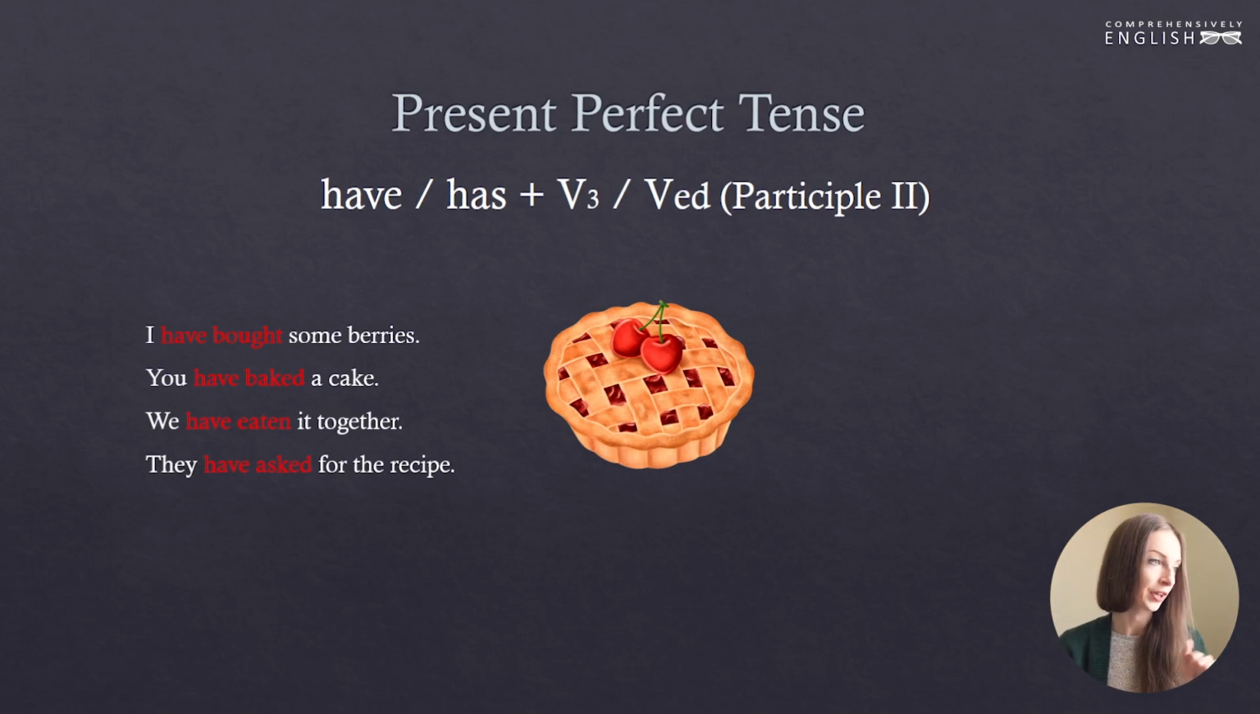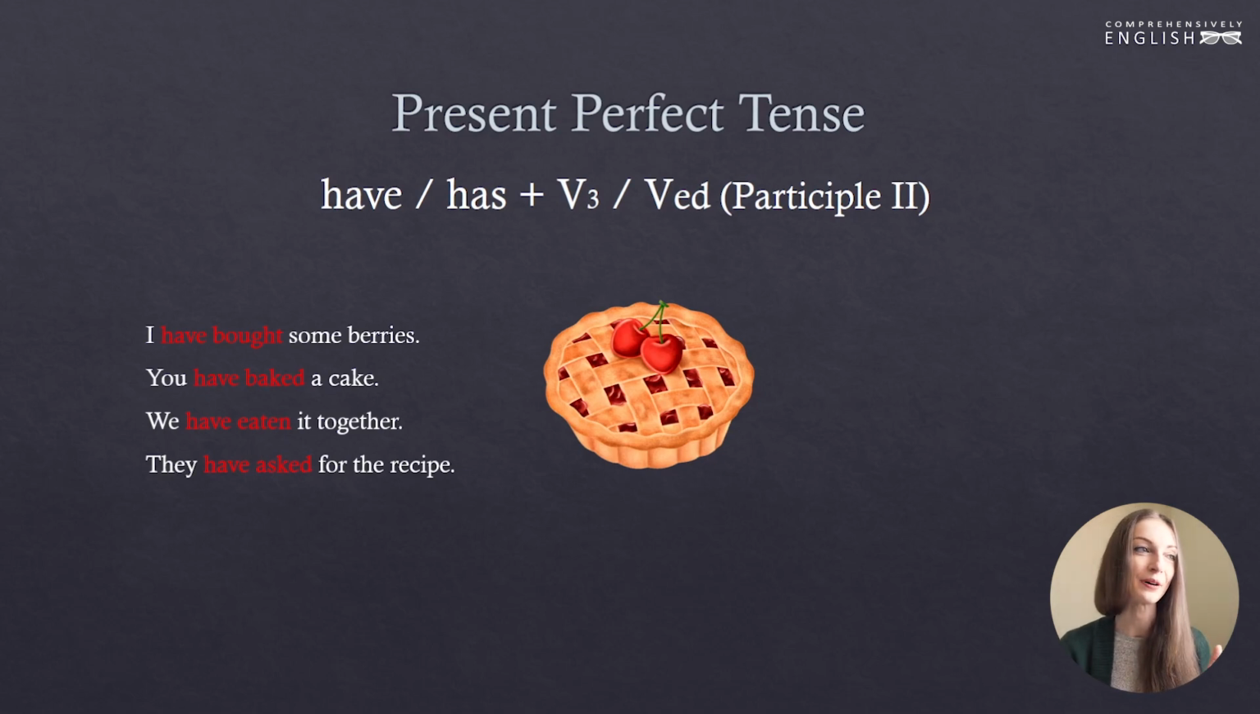Let's return to our cake here. So I have bought some berries. Here they are. Yeah, I have bought them and brought them home. You have baked a cake for me. Here it is, this wonderful cake. We have eaten it together and now we are happy and our stomachs are full. And they, our friends, have asked for the recipe. And now I am writing that recipe down for them. The whole situation here is in present. That's why it's the present perfect tense.